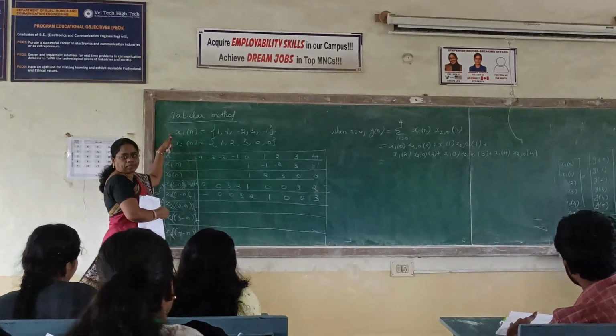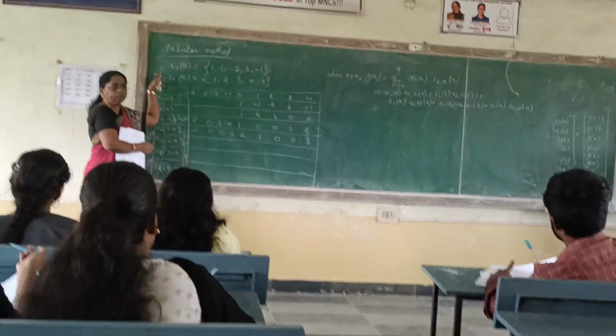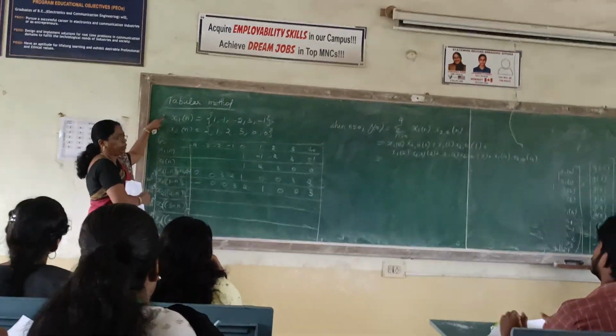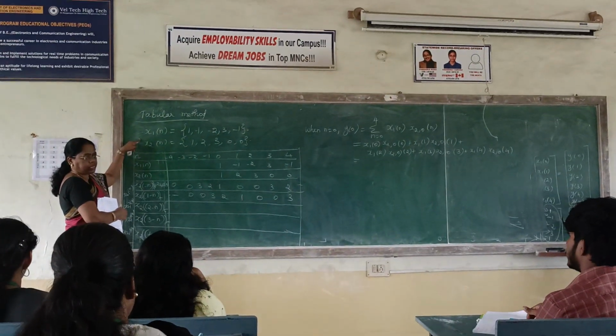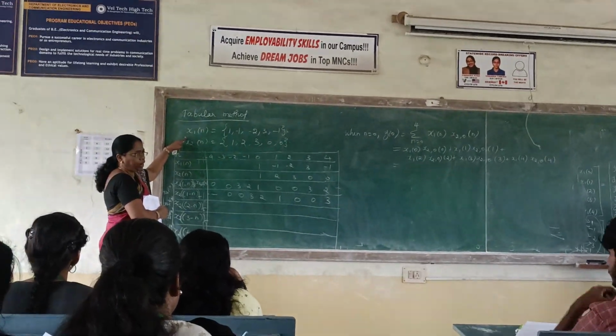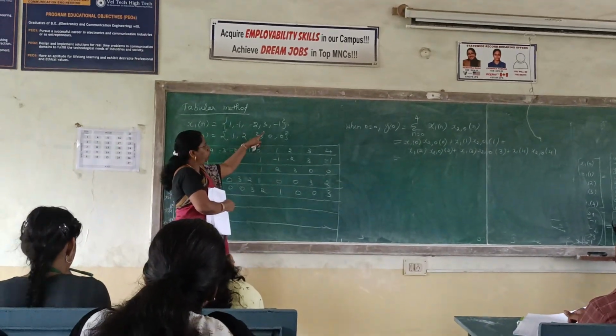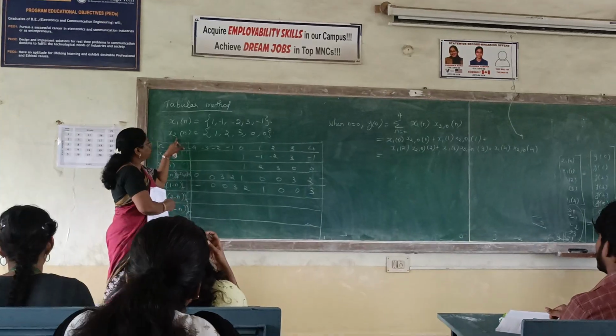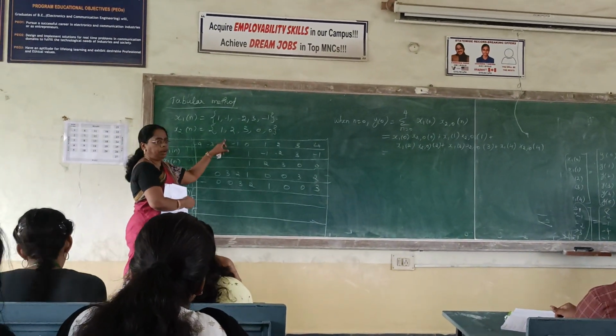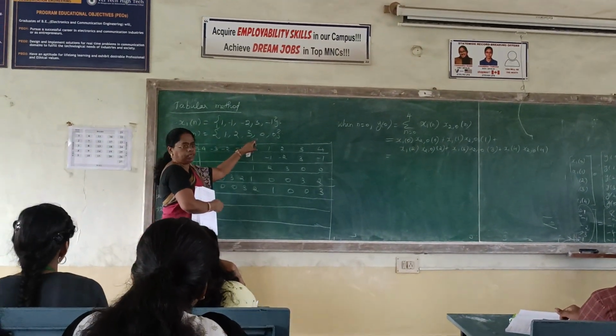Convolution by Kepler method. First listen to me. The same sequence is given here. X1 of n equal to 1, minus 1, minus 2, 3, minus 1. X2 of n equal to 1, 2, 3, 0, 0.